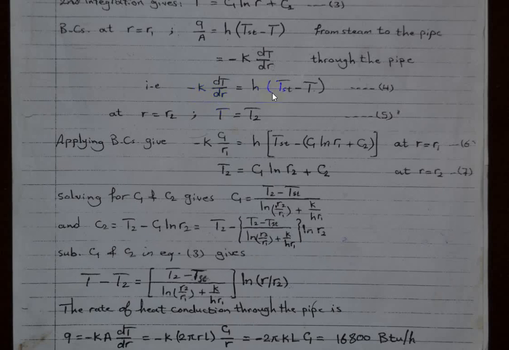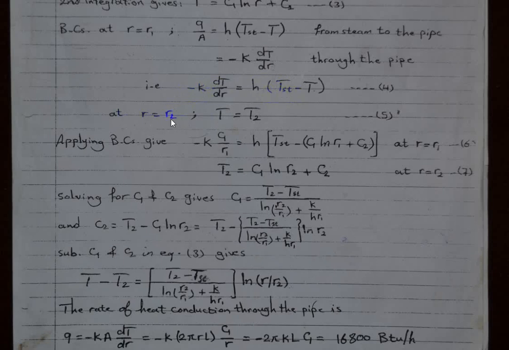So the convection equation is equal to the conduction equation. K dT/dr, the standardized conduction equation, equals H (T steam minus T). K is the thermal conductivity given in the question, and H is the convection heat transfer coefficient, also given in the question. T steam is given in the question, and so is T. This is the equating of both equations, the left side and the right side.